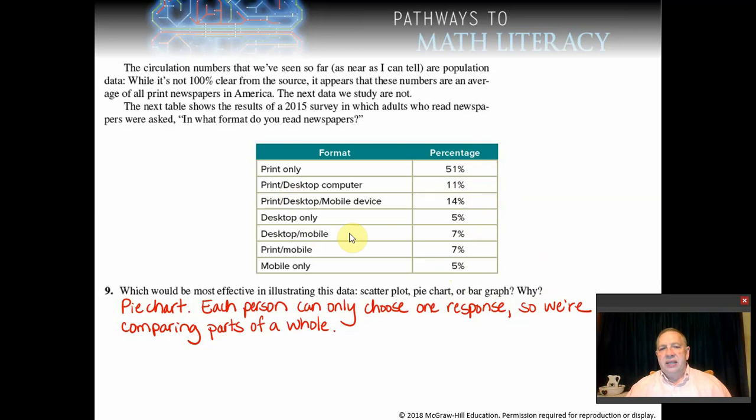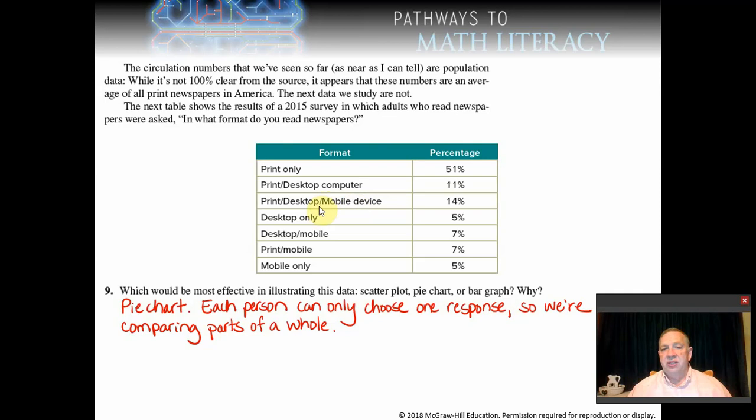And the question they're asking about this is, which would be most effective in illustrating this data, a scatter plot, pie chart, or bar graph? Well, a bar graph would be okay. A scatter plot, I wouldn't really think about a scatter plot. A pie chart would be a good idea. That's what they're responding with, the pie chart or bar graph. If all of these can only be done by one response, if this adds up to 100%, then a pie chart would be good.